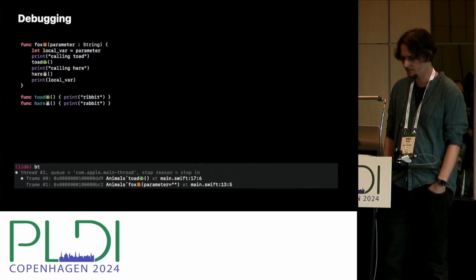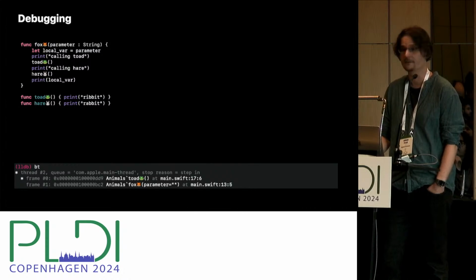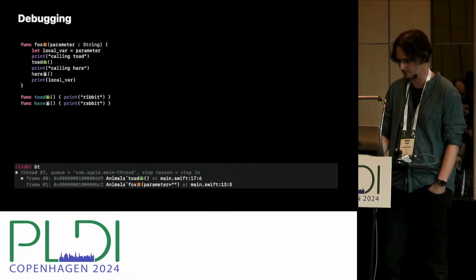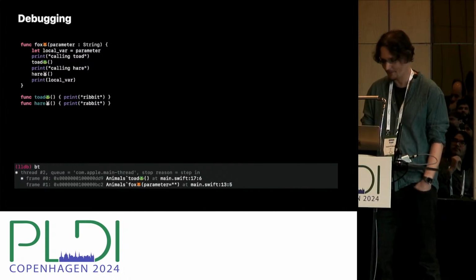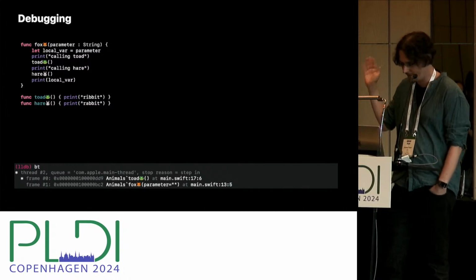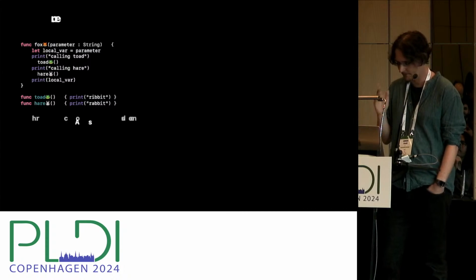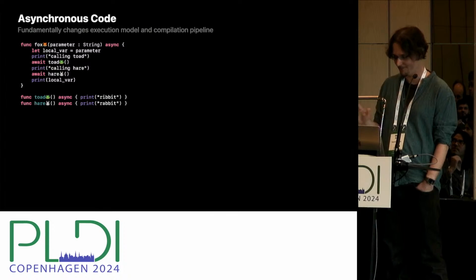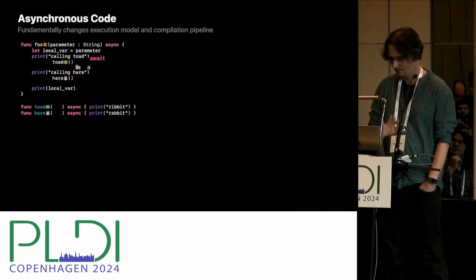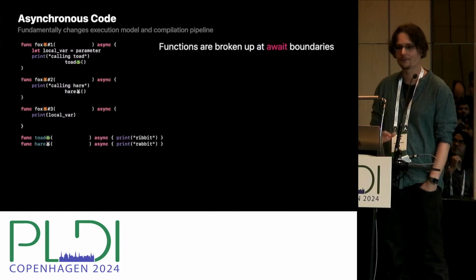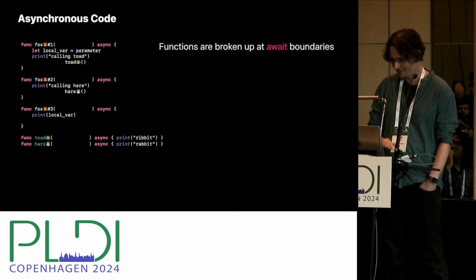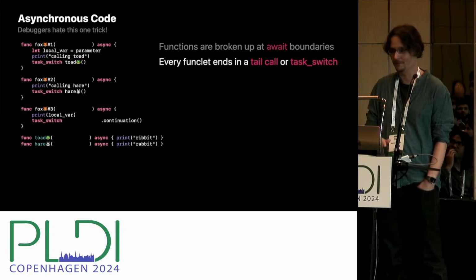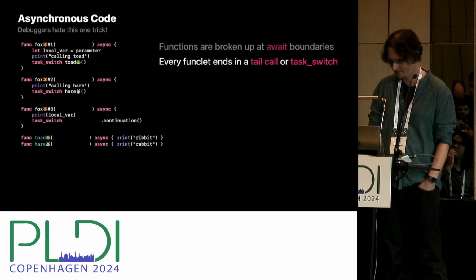Recently, we developed Swift concurrency to make it easy to write safe and correct multi-threaded code. We extended the Swift language with actors, async, and await keywords. So what happens if these were asynchronous APIs? If we annotate the function calls with await, the execution model and the compilation pipeline fundamentally changes. The compiler will break all functions apart at the await boundaries. Every new funclet either ends in a tail call or a task switch.